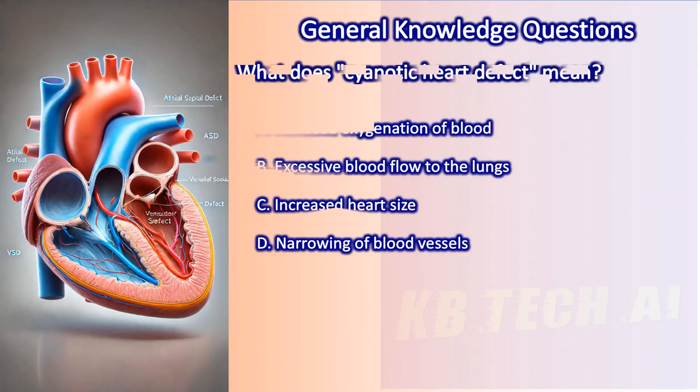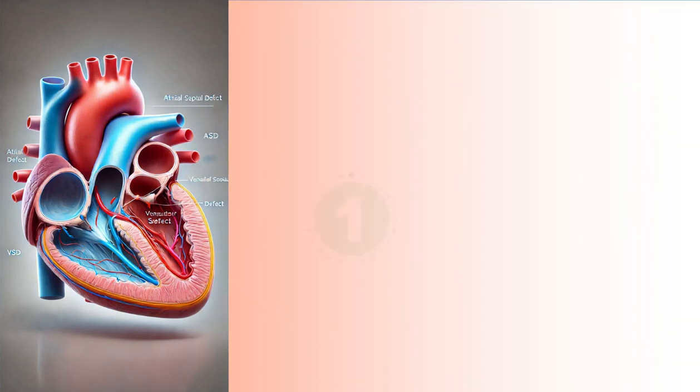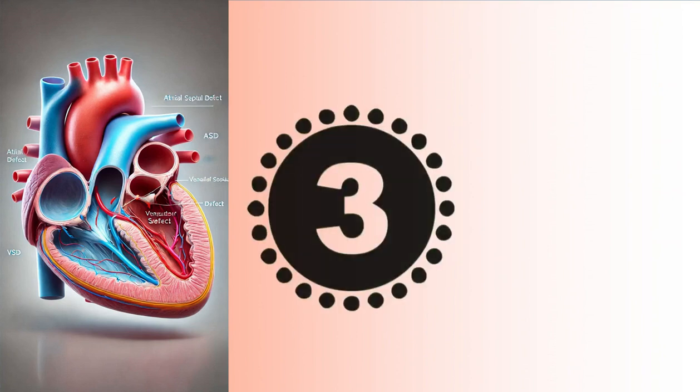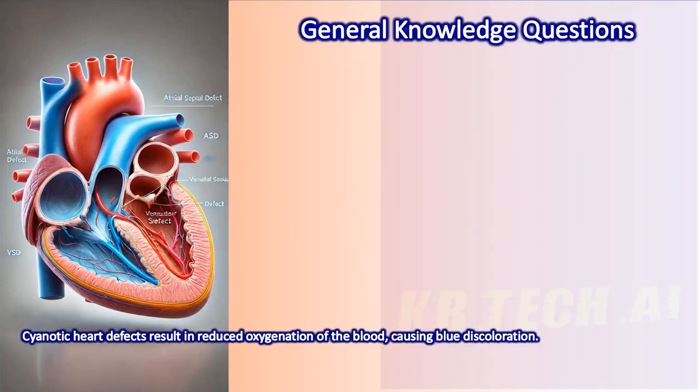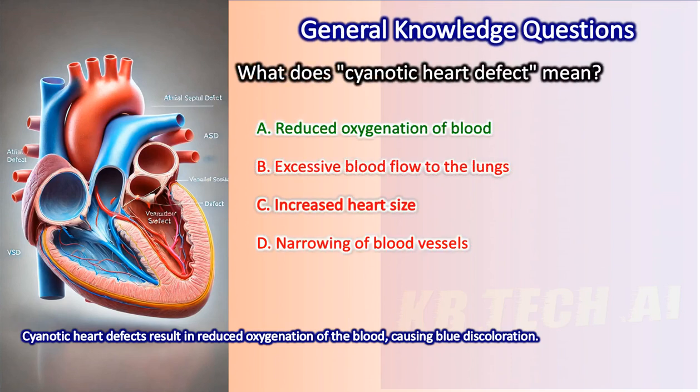What does cyanotic heart defect mean? Option 1, reduced oxygenation of blood. Option 2, excessive blood flow to the lungs. Option 3, increased heart size. Option 4, narrowing of blood vessels. The answer is option 1, reduced oxygenation of blood.